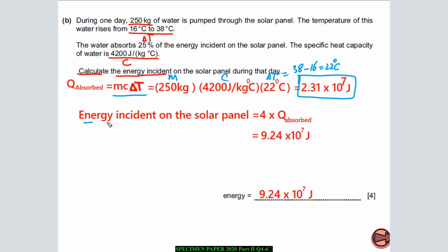Next one, energy incident. As I explained before, if we need to calculate the energy incident, we just need to multiply by 4, because this one is the 25%. We need to calculate 100%. So we just multiply by 4, and this will be our final answer, the total amount of energy incident on the solar panel. So you see, we just need to find how much energy is absorbed, then multiply by 4 to get the total energy.